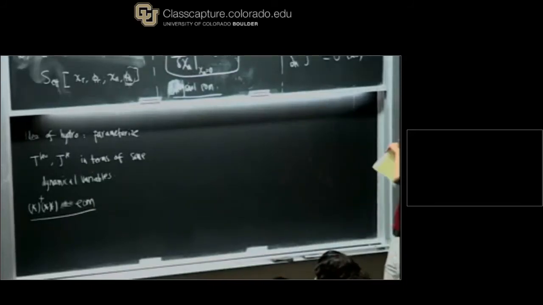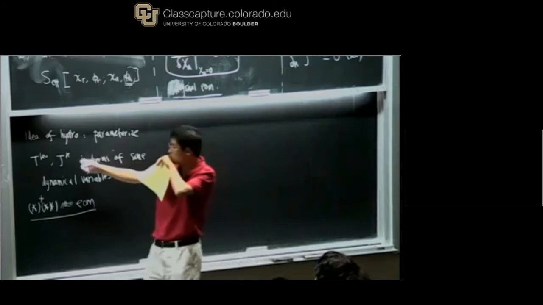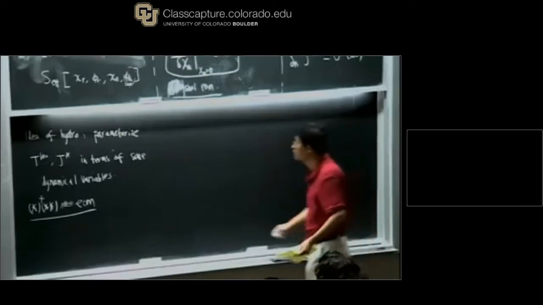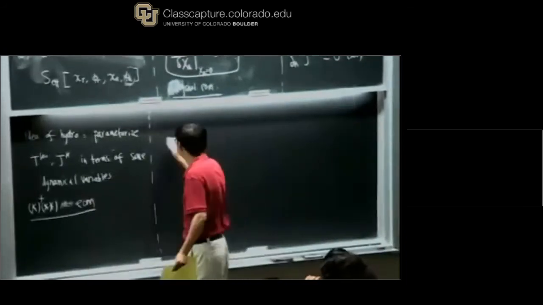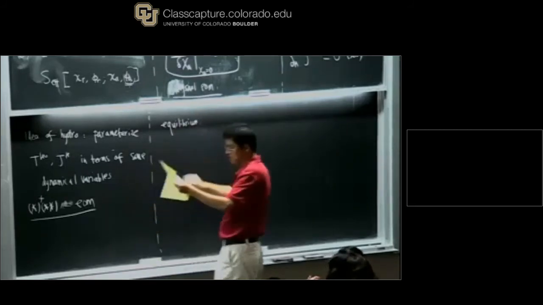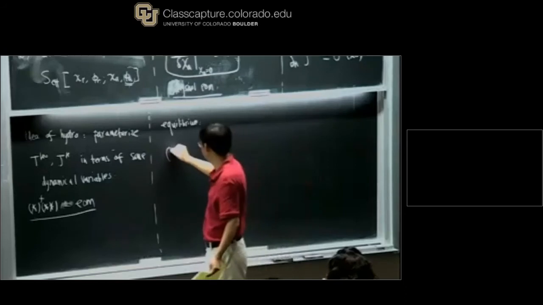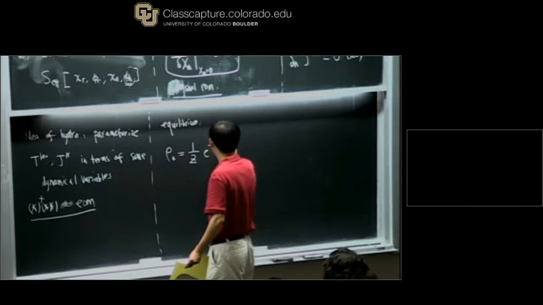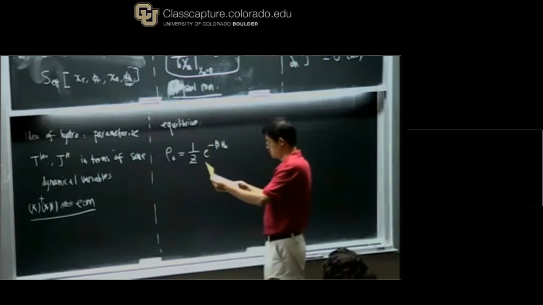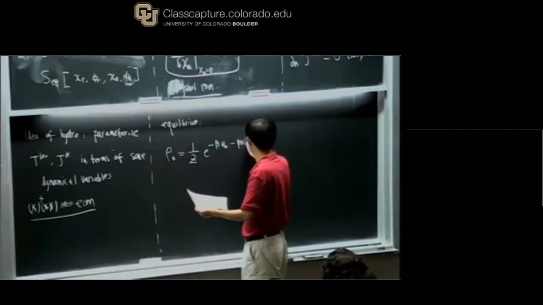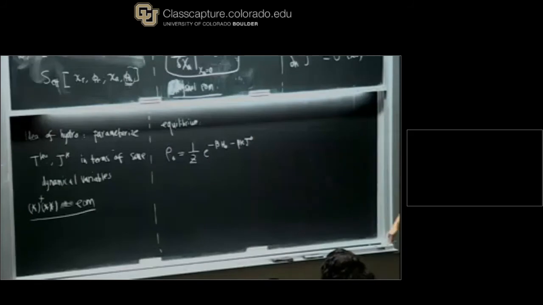Now, in order to see what the best variables to parameterize T and J are, let's first consider the equilibrium situation. In equilibrium, we have the thermal density matrix, with exponential of minus beta H_0 and minus beta mu J_0. This is your equilibrium density matrix.